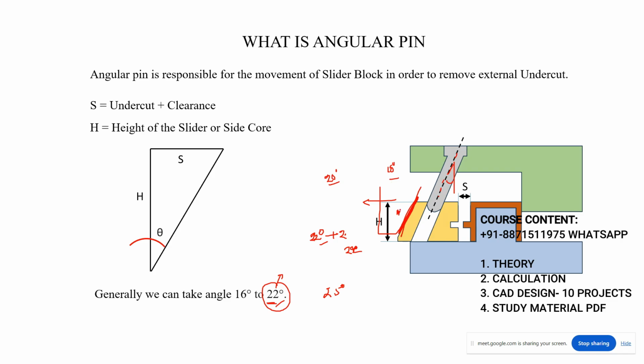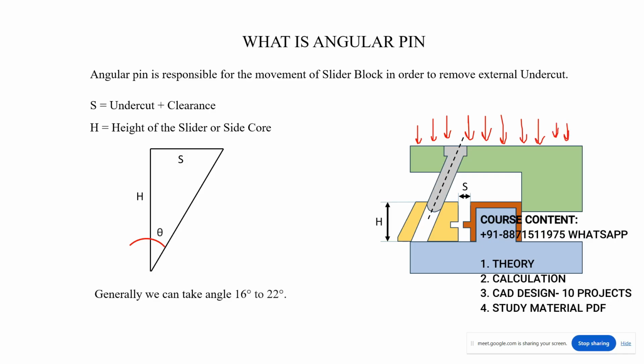Because this is nothing but a locking block. Achha, what is the purpose of this? Why are we taking 2 degree more angle for the heel block? Tell me. Achha. From where will force be applied on the mold? Tell me, from which side? For example, from this side force will be applied by the molding machine. Right or wrong?